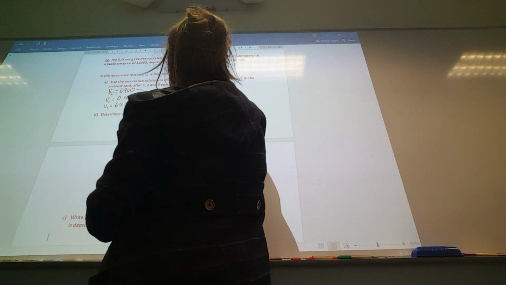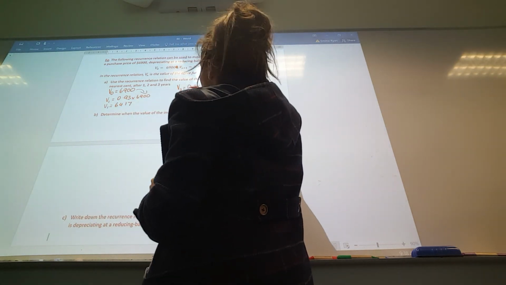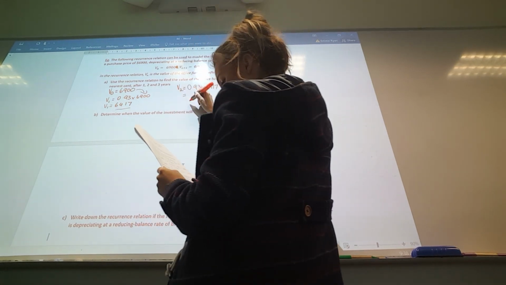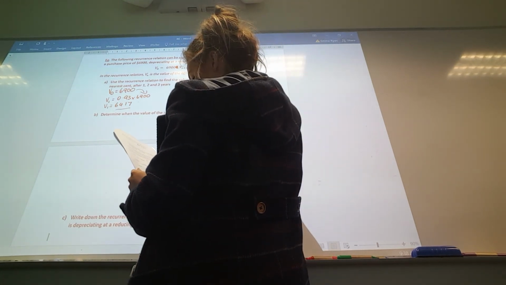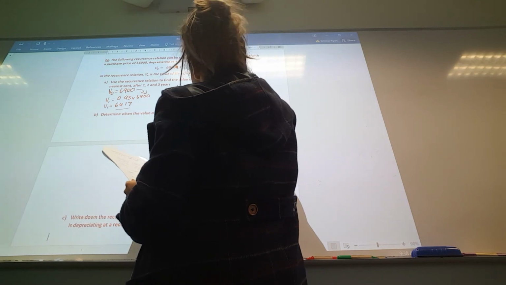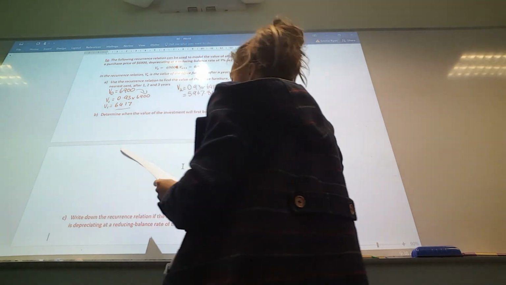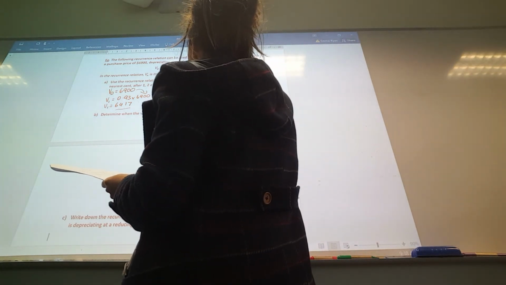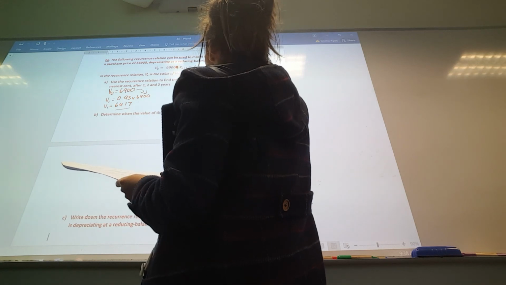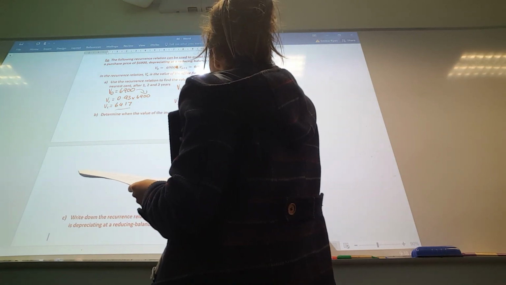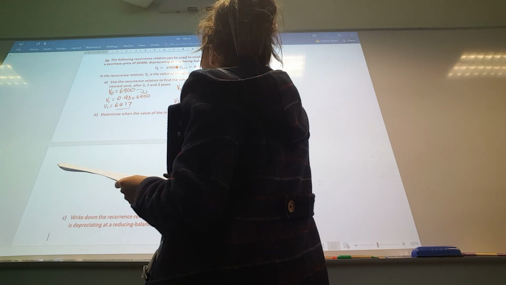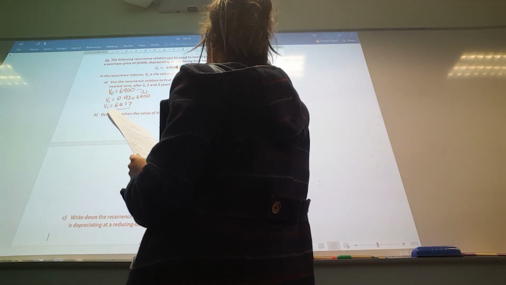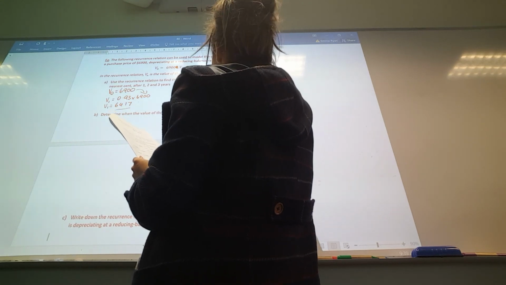Our V2 should equal 0.93 by this number, so the term before it, which is $5,967.81. And then our V3 will be exactly the same, but we're putting this number in, the same formula. So that will equal $5,550.01.